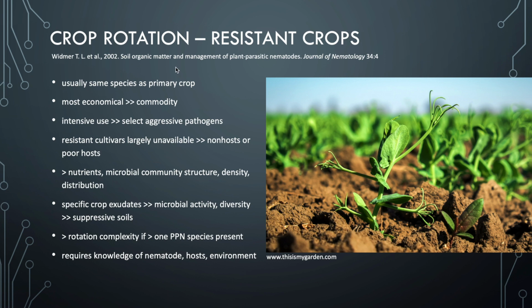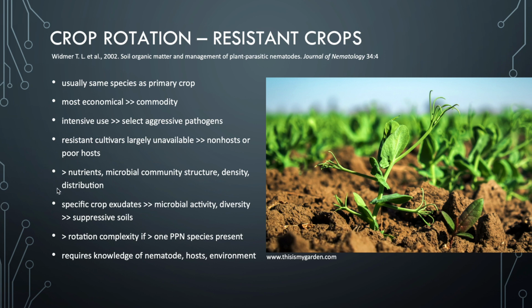And this is thought to be the most economical way to control nematodes because it leads to a commodity that you can sell. However, intensive use of resistant crops can actually select for aggressive pathogens. And sometimes nematodes might break through that resistance as well. So there is a fine balance as to the length of time these crops remain resistant. Also, resistant cultivars are largely unavailable for some species of crop, and this is when we need to use either non-host species or those that are poor hosts to the nematode in question.